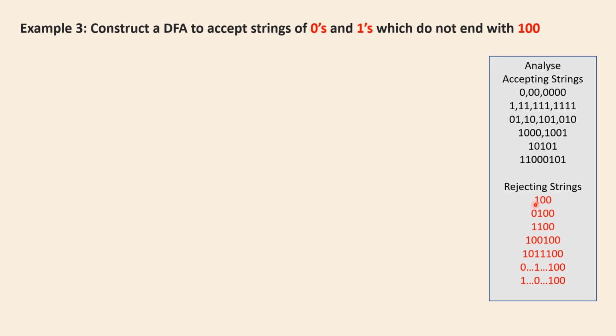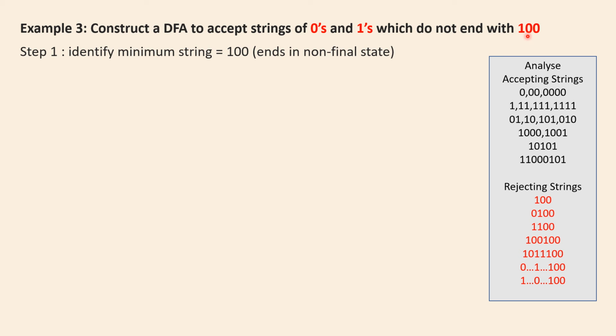All these are the accepting strings. So what are the rejecting strings? Any string that ends with 100 has to be rejected. In the previous problem we saw that any string that is ending with 100 has to be accepted. Here any string ending with 100 has to be rejected. The rest of the strings are supposed to be accepted. Any string that does not end with 100 has to be accepted. So here again the minimum string is 100, which ends in a non-final state.